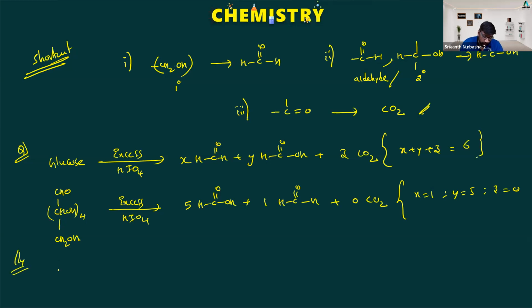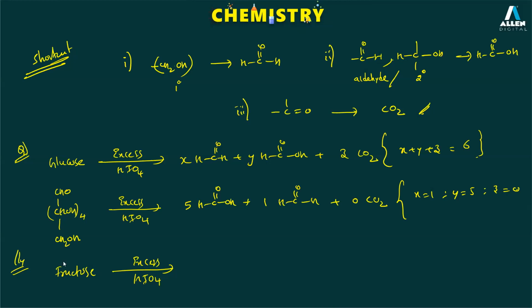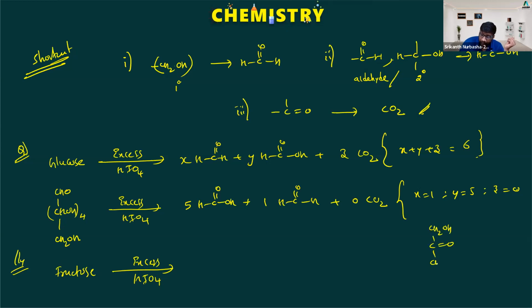Similarly, if I take fructose and treat it with excess HIO4, same reaction. In fructose, what do we have? What is the structure of fructose? A ketone group is present at the second carbon, and at the 2 terminals we have CH2OH, CH2OH. That means 2 primary alcoholic groups. So we have CH2OH, C double bond O, CHOH taken 3 times, and then CH2OH. In total 6 carbons should be there: 1, 2, plus 3, 5, plus 6.